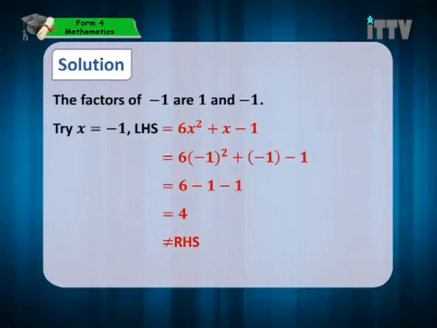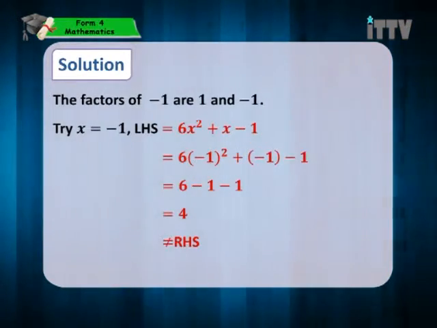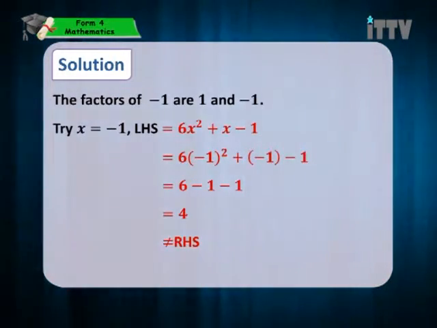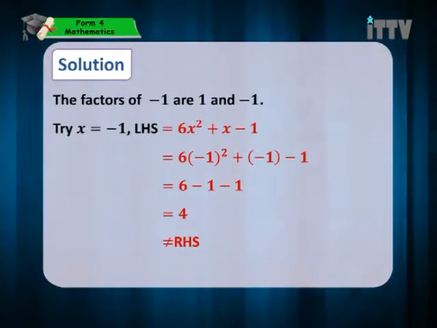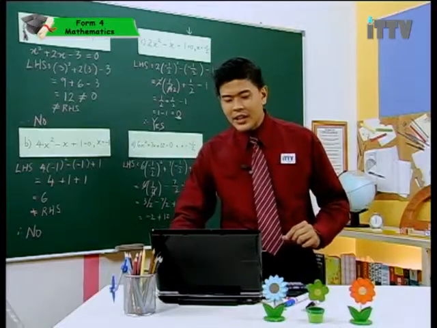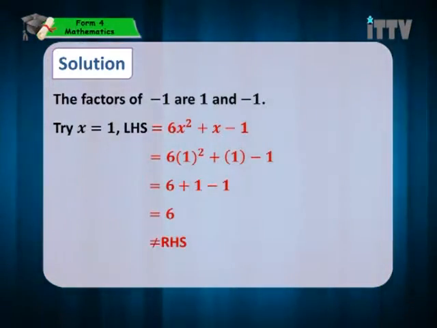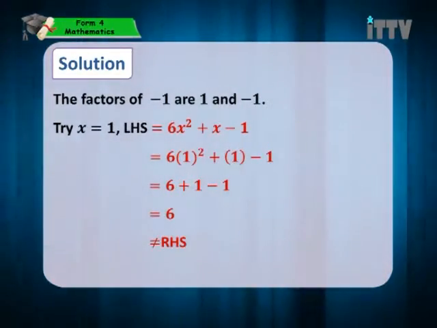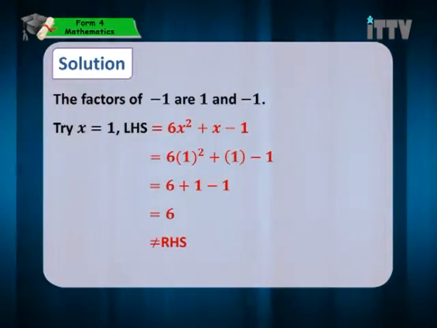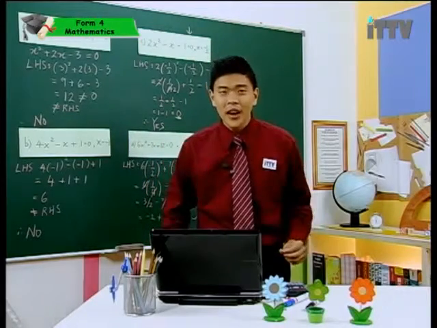If you take the factors of -1, which are 1 and -1, try x equals -1 and substitute it inside the left hand side. As you proceed, you will get 4. So it doesn't equal the right hand side, not the value that you want. Now test another one. x equals 1 and repeat the same step. Substitute 1 inside every x. So 6 plus 1 minus 1, 6 doesn't equal the right hand side, not a root of the equation. Don't give up. Try other values.